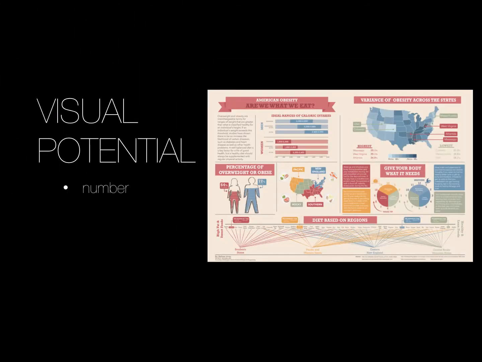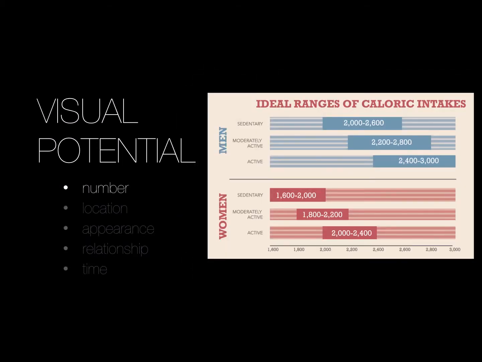So visual potential. There are 5 forms of visual potential: numbers, location, appearance, relationship, and time. We'll start with numbers. Number appearances, or number displays, are able to visually allow people to process information, usually through size or color or textures. I chose to focus on size for this display.